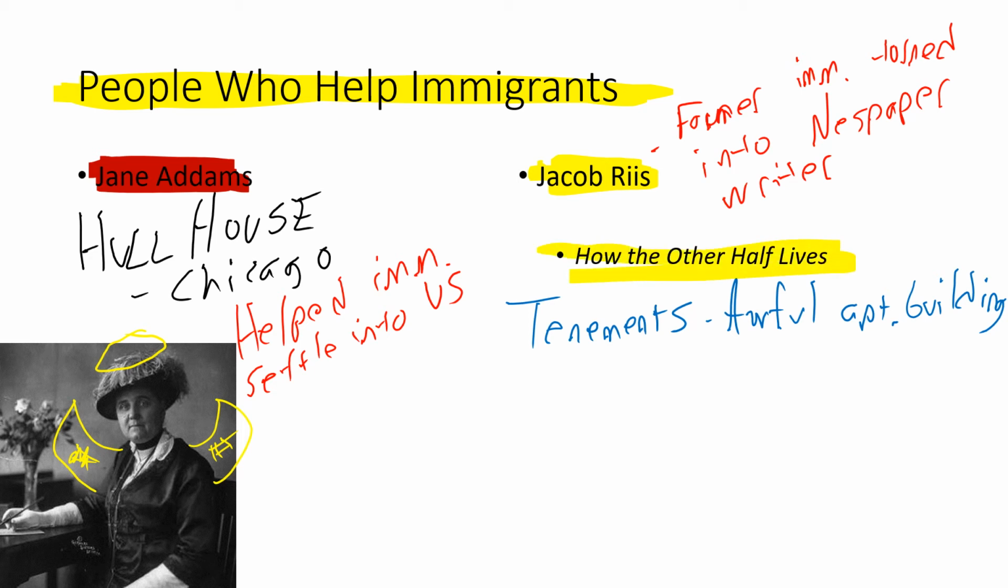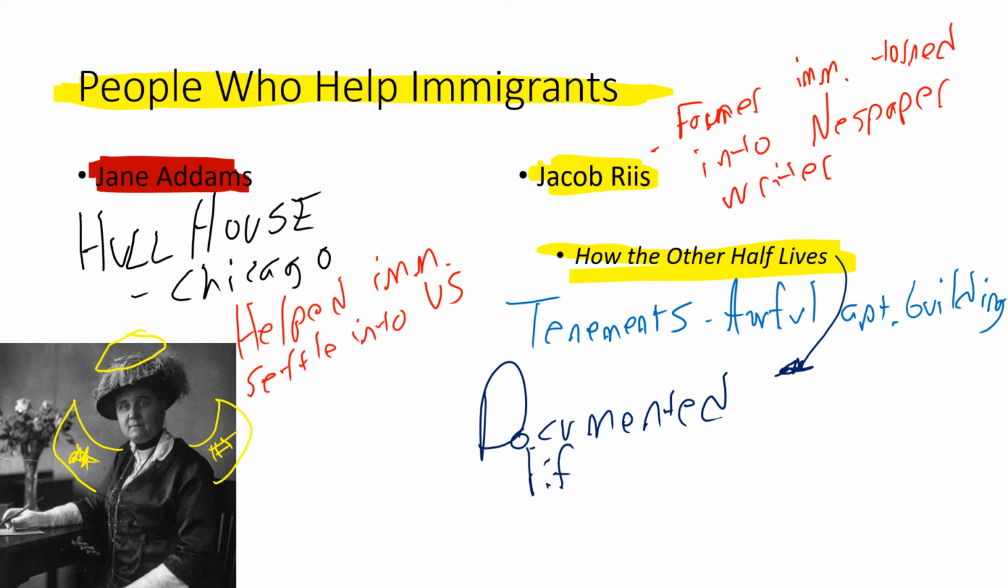And what How the Other Half Lives did, let's just write down what it did down here. Let's draw a little arrow. It documented life in tenements. And it did this through taking photographs. And he would go into these tenements at night or during the day. He would take pictures. He would interview the immigrants there, and he would tell their stories.